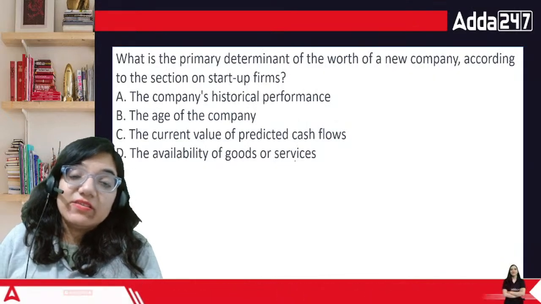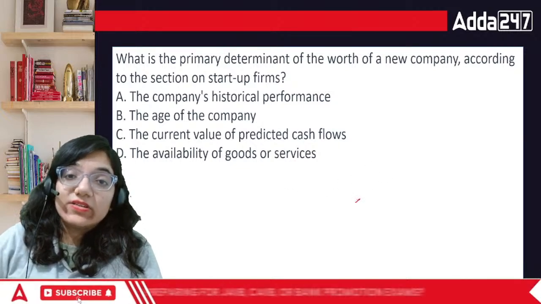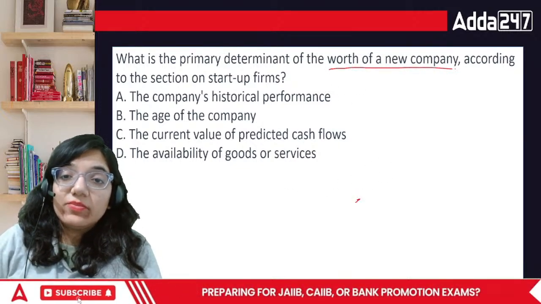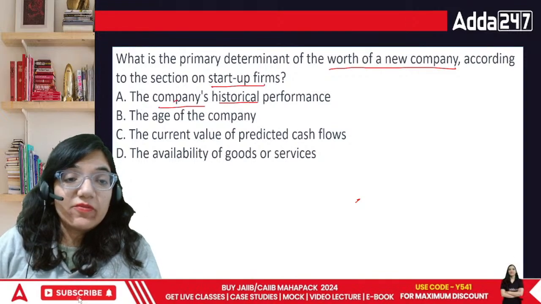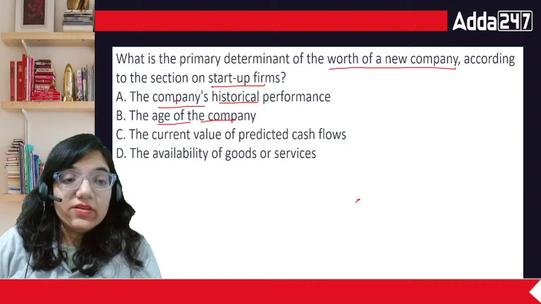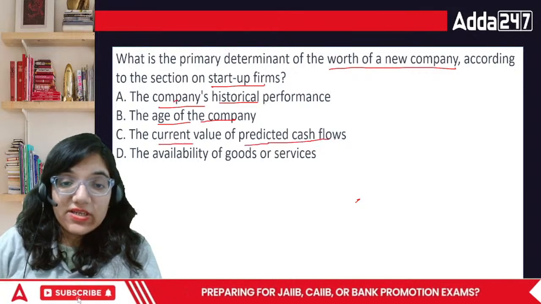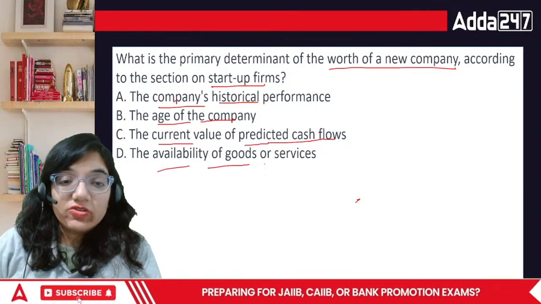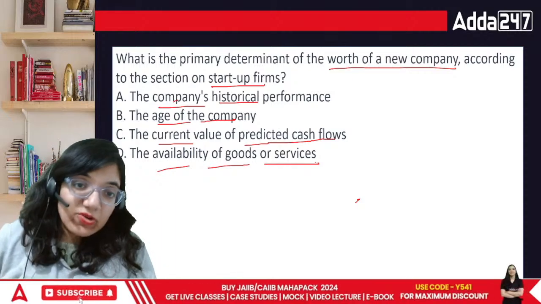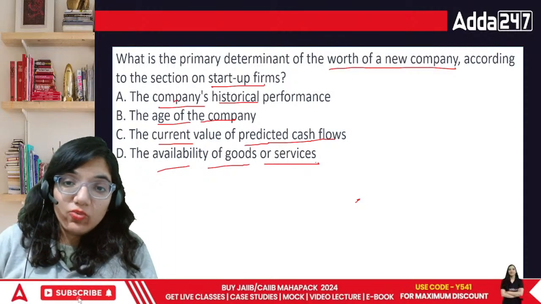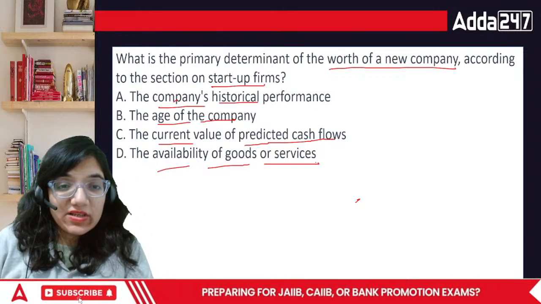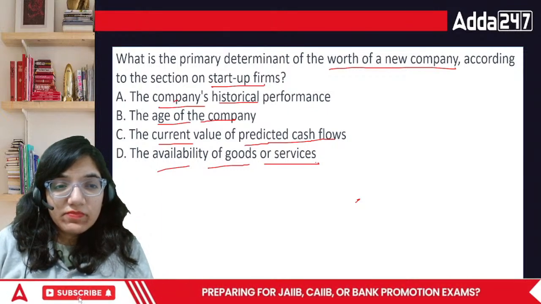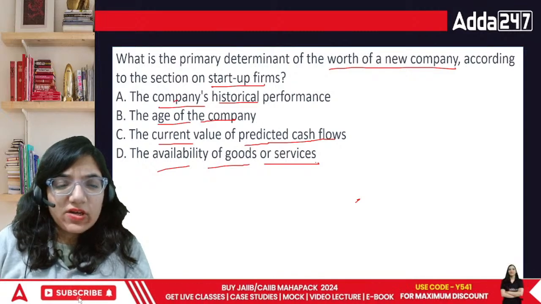What is a primary determinant of the worth of a new company according to the section of startup firms? The company's historical performance, age of the company, the current value of the predicted cash flows, or availability of the goods or services. What is the primary determinant of the worth of a new company? Primary determinant is basically section of startup firms.